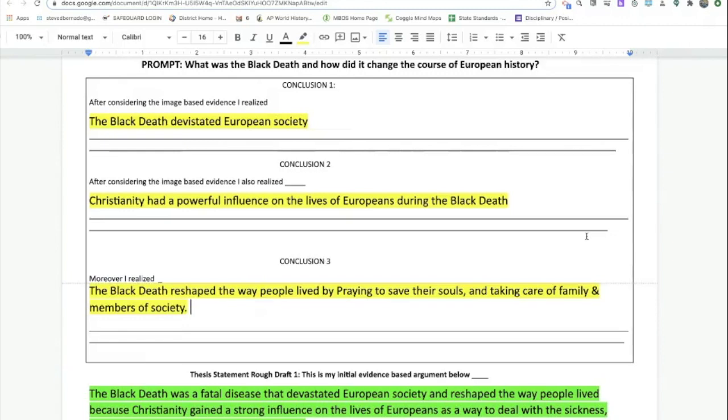That is how you perform image-based analysis at a level 4 in order to create a claim in which you have 9 pieces of image-based evidence to back up that claim. I'm going to give you another minute or 2 to make sure you have exactly what is here.